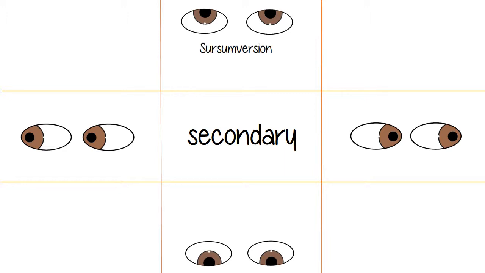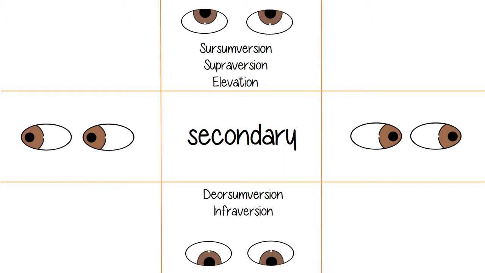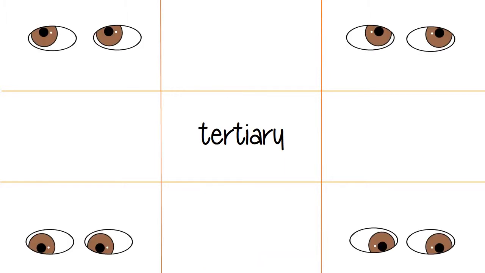Looking up: circumversion, supraversion, elevation, or up gaze. Down: dorsumversion, infraversion, depression, or down gaze. And then you have left, levoversion, and right, dextroversion. Tertiary positions are easier to remember. They're simply up and right, up and left, down and right, and down and left.